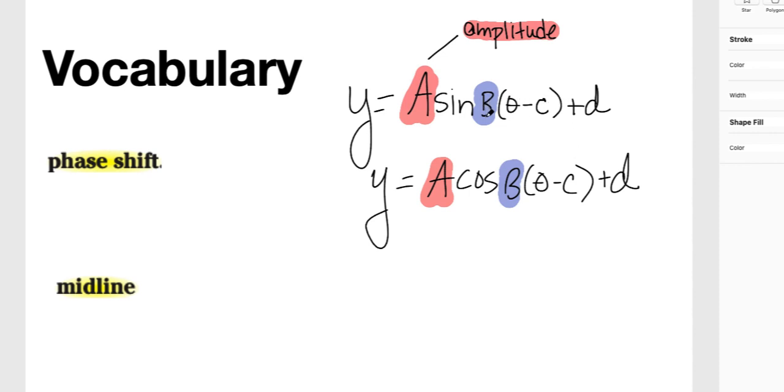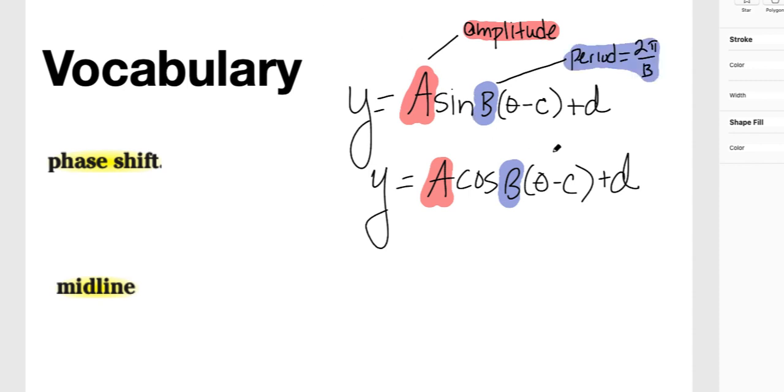So notice that I've got B out here outside of parentheses, and B, if you remember, is going to give me information about the period, okay? So I'm going to use B to find information about the period because I remember that the period is going to equal 2 pi divided by that B term. So I know that I can get the period using the B term there.